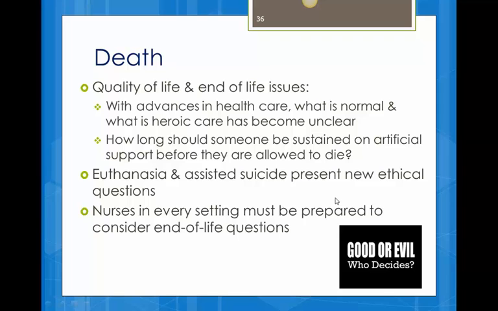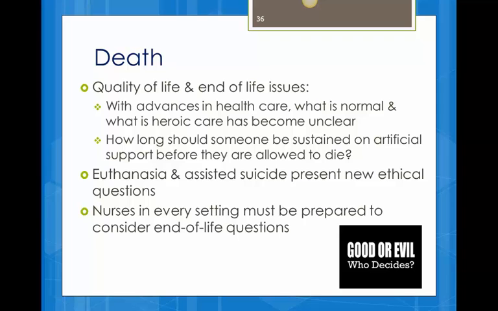Now when we think of death, death again is the quality of life. What's the issue here? Quality of life and end of life issues. So just like I said, with advances in healthcare, what is normal, what is heroic care, it really has become unclear. We're really treating patients a lot longer than we ever used to, and like I said earlier, I think in most cases it's good.